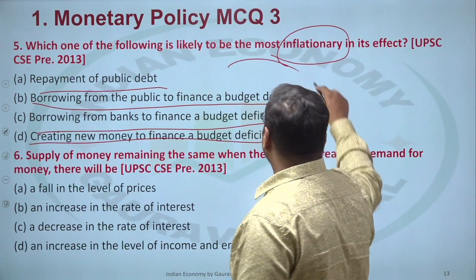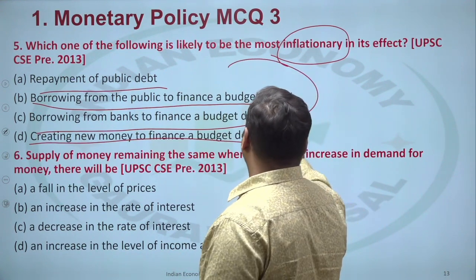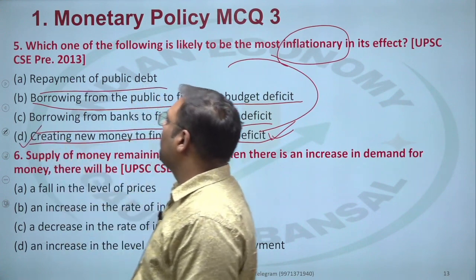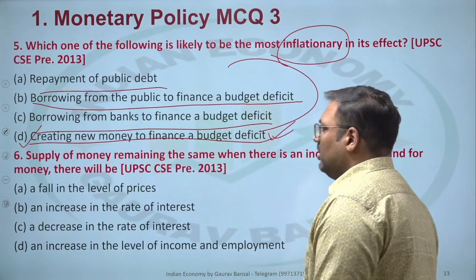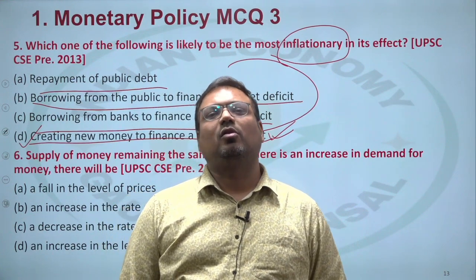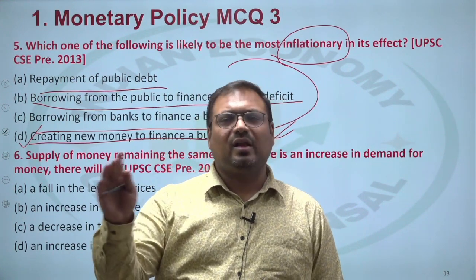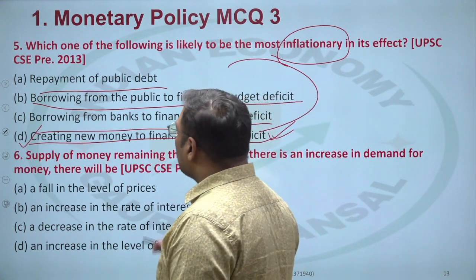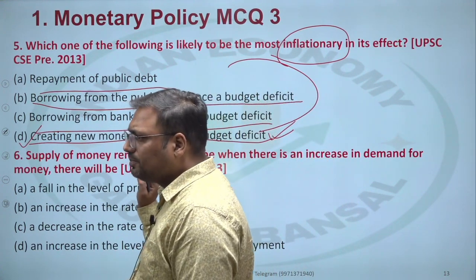Here we are adjusting between the existing, but here we are adding. So this is always the most inflationary. Okay, and in India we do not allow it. This is not permitted as per the FRBM Act. This is called deficit monetization, and in the FRBM Act this is not permitted. So the answer is D.